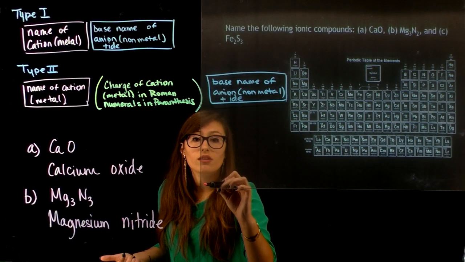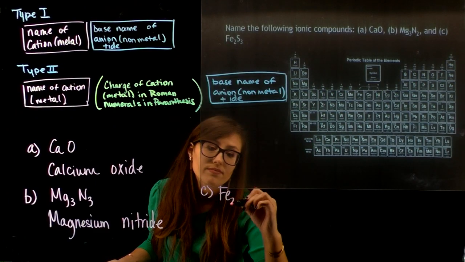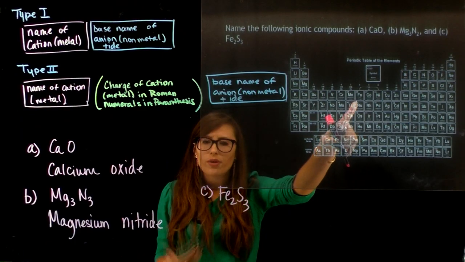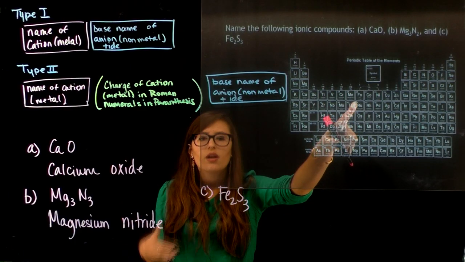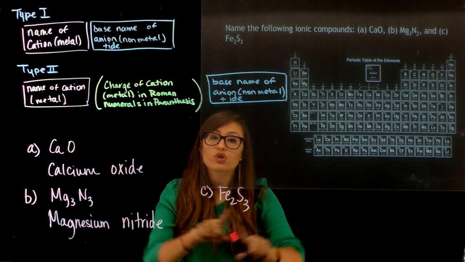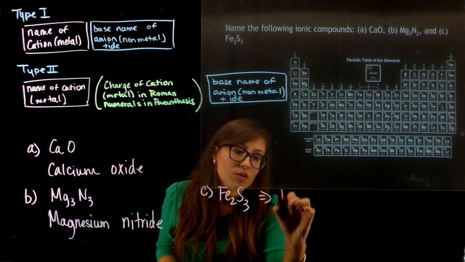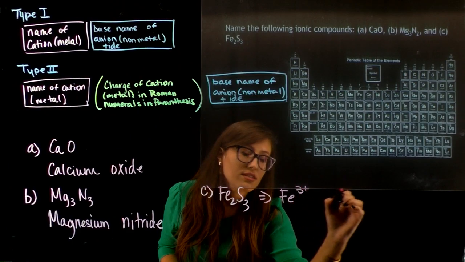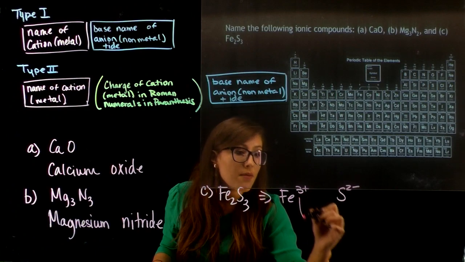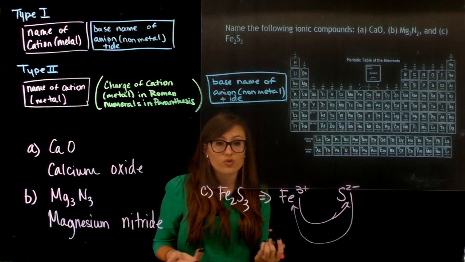For type 2, we have Fe2S3. Well, we know iron is a transition metal. Well, what charge is associated to it? Well, if you don't know the charge associated to it, you can swap your subscripts and those refer to the charges. So this would be Fe3+ and S2-. Remember, to make a neutral ionic compound, they swap the charges in order to make it neutral.